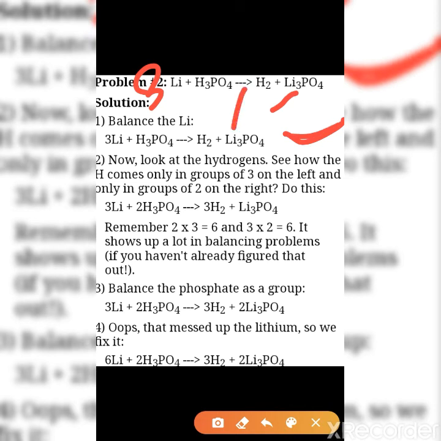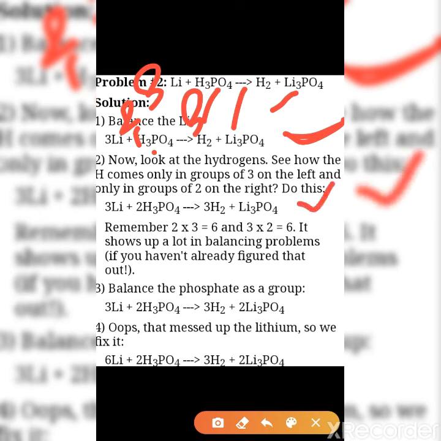In the next step, what will we balance? We can balance the hydrogen. On the left hand side there are 3 hydrogen, on the right hand side 2 hydrogen. So we can multiply by 2 here and by 3 here. So 3 times 2 is 6 and 2 times 3 is 6. You can see in this equation 2 times 3 is 6 hydrogen and 3 times 2 is 6 hydrogen. So now hydrogen is balanced.